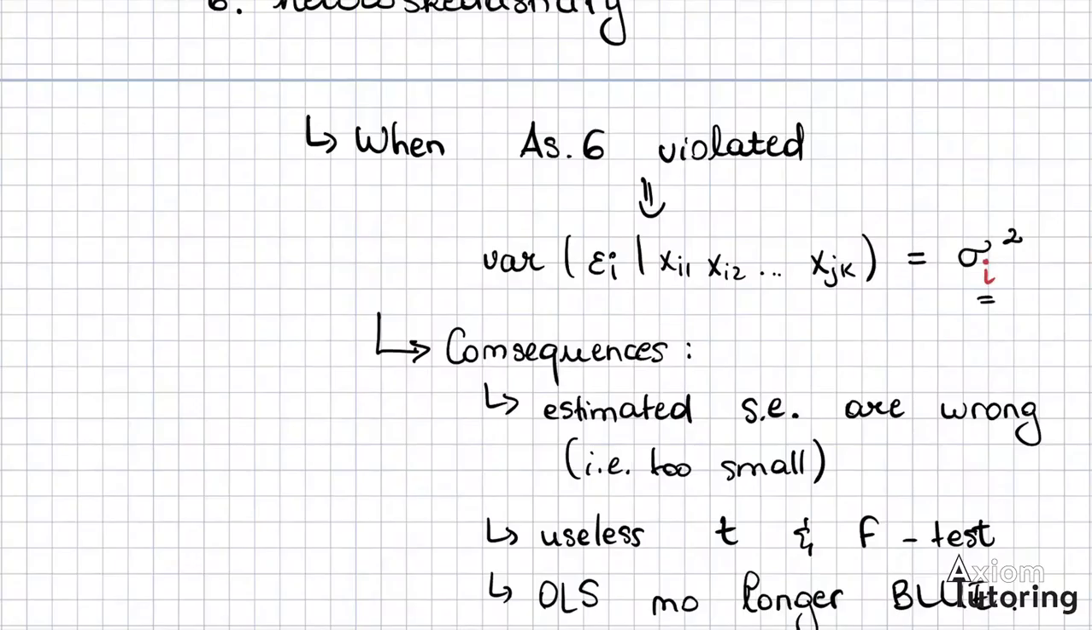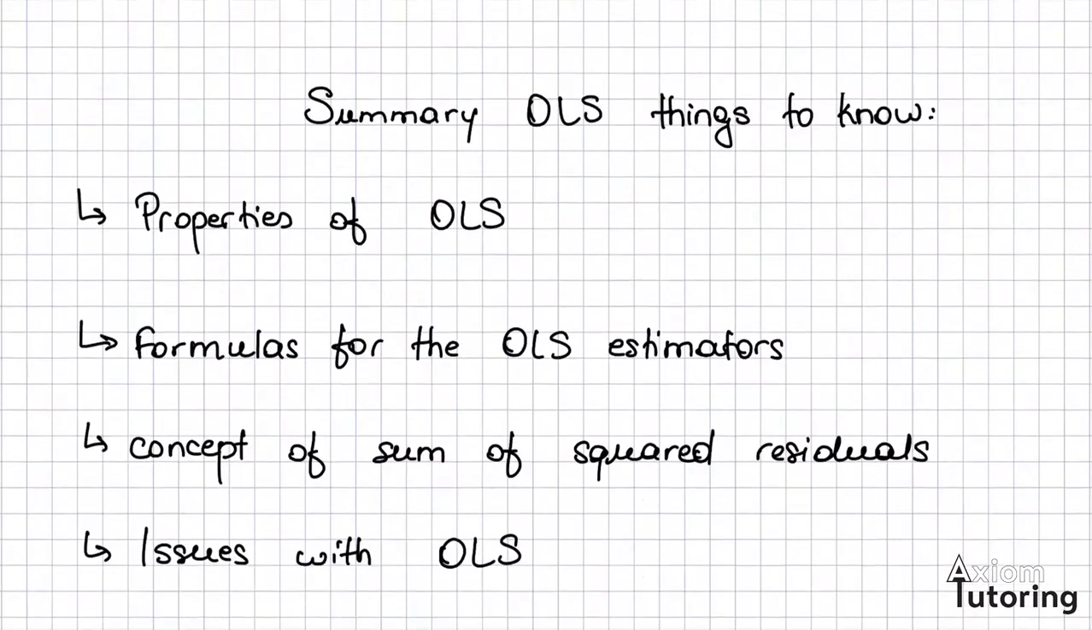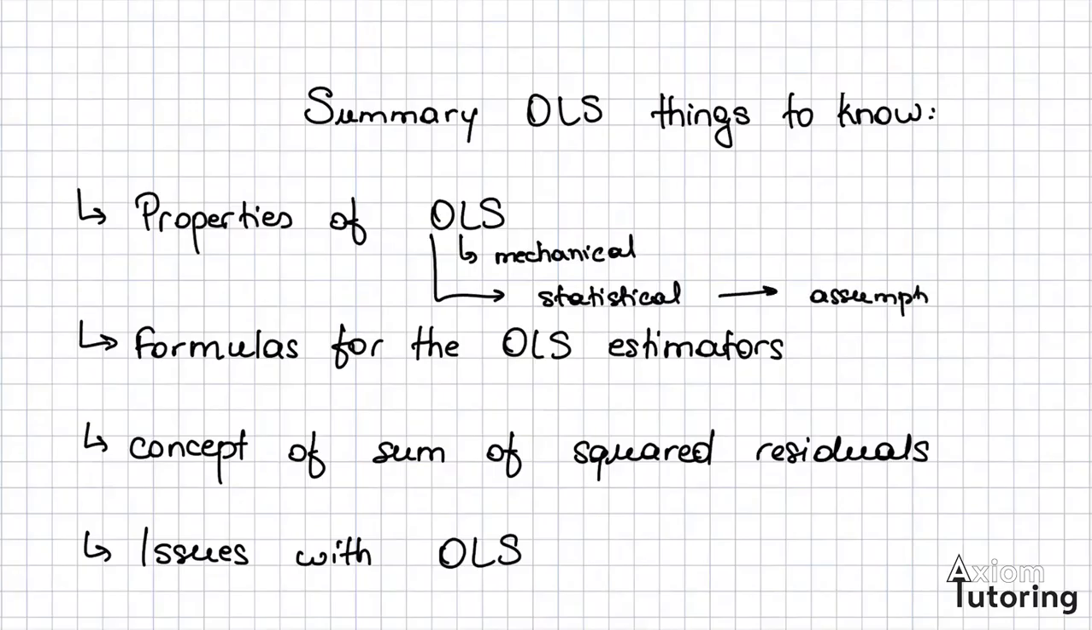Now that we know the issues, we still have to go more in depth into all of them, but let's have a checklist of all of the things that we have seen and still need to see in more depth as we go along in our videos. So, summary of OLS, things you need to know. Properties of OLS: we have seen both mechanical and statistical properties, and for statistical properties, we've also seen the assumptions. So for this particular item, we can tick it. We've seen all that we need to see about them.